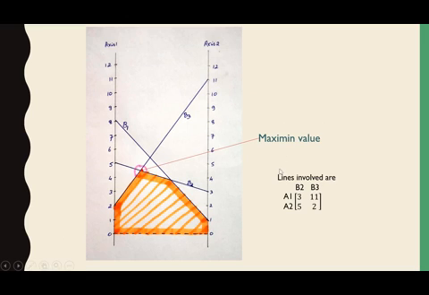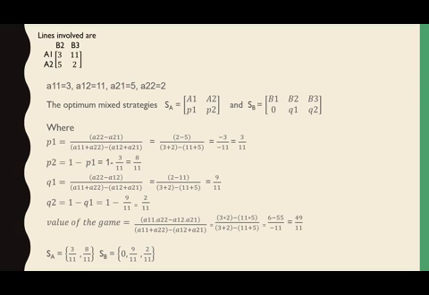Okay. So the lines involved are B2, B3. Therefore, the matrix now gets reduced to a 2 cross 2 matrix, 3, 5 and 11, 2. Now, once you have got a 2 cross 2 matrix, you know how to apply the formula method. So the matrix is 3, 5, 11, 2. A11 is 3. A12 is 11. A21 is 5. A22 is 2.